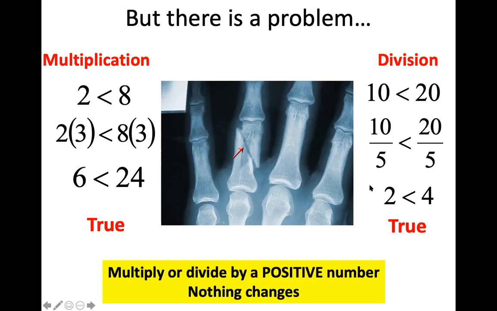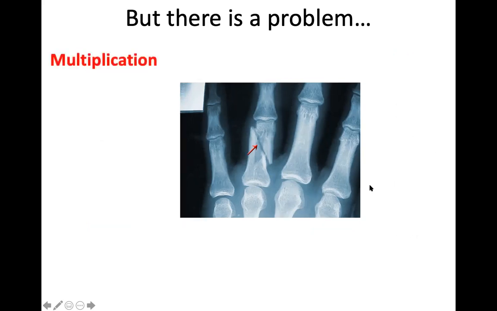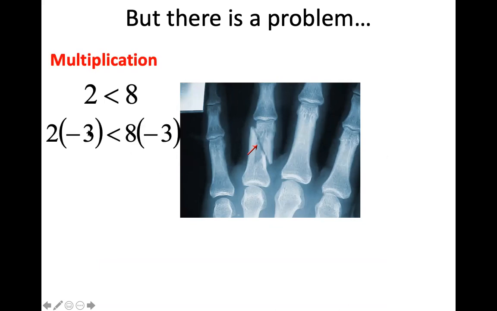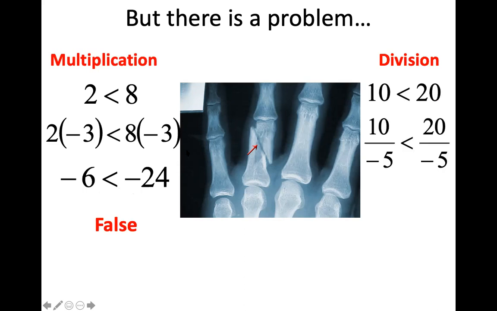The problem is when we do this with a negative number. Check this one out. I'm going to multiply both sides by -3. 2 times -3 is -6. 8 times -3 is -24. -6 is not smaller than -24, it's bigger. We did the same thing to both sides and got a bad statement. That is a big problem. It works for both multiplication and division. If you divide or multiply by the same negative number, you get bad answers. -2 is not smaller than -4. So that is the problem.